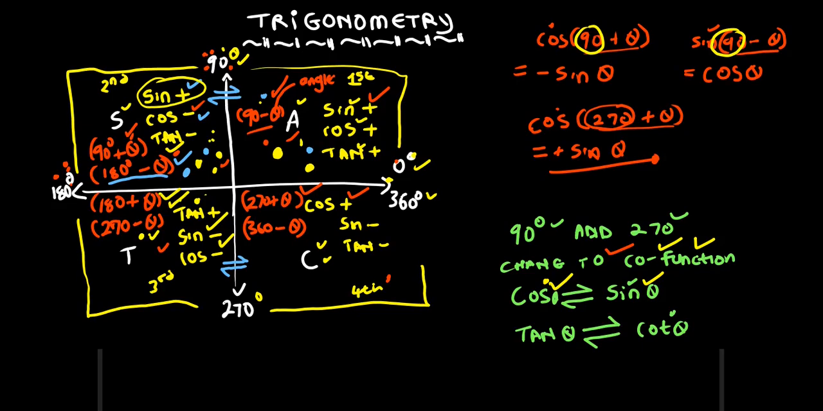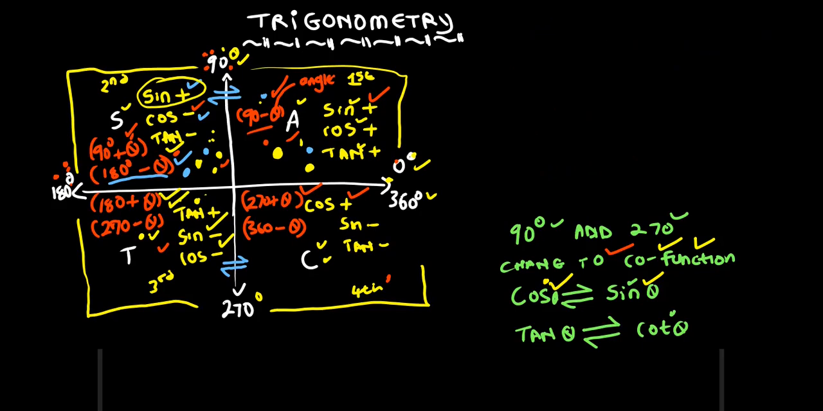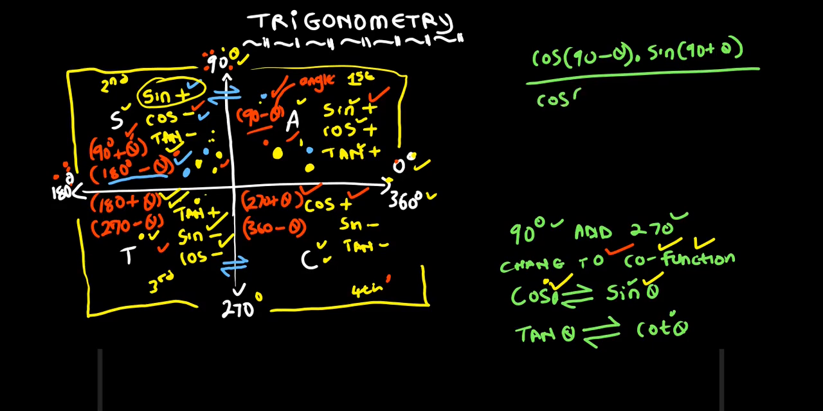Before I leave, I would like to leave a small homework for you. Please solve for me cos of 90 minus theta multiplied by sine of 90 plus theta, all divided by cos of 270 minus theta multiplied by cos of 90 plus theta.